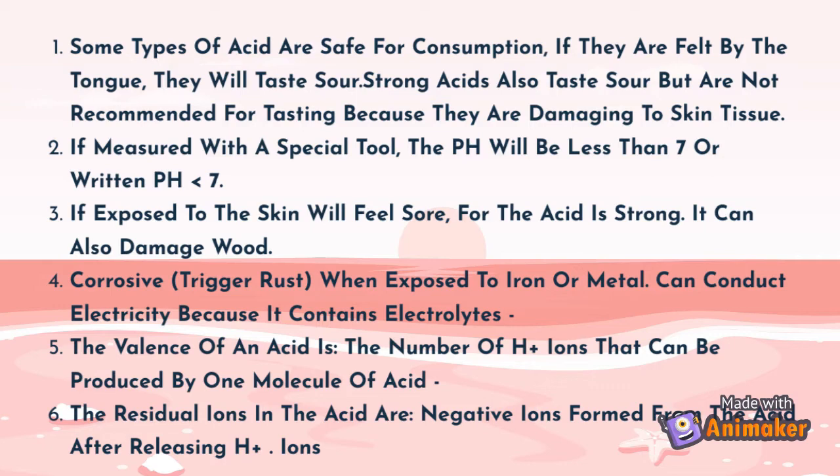Next, the valence of an acid is the number of H+ ions that can be produced by one molecule of acid. And the last, the residual ions in the acid are negative ions formed from the acid after releasing H+ ions.